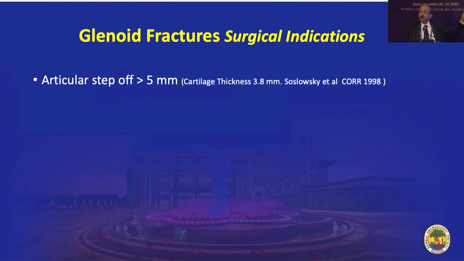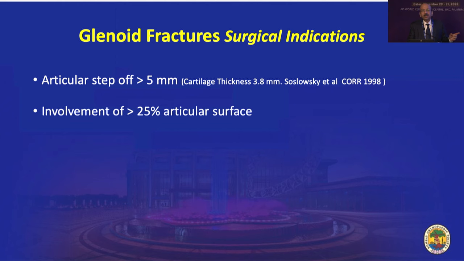Articular step-off of more than 5 millimeters. Why is it so? Because the actual cartilage thickness is around 4 millimeters. So just like tibial condyles, if your articular incongruity is less than 2 to 3, it does not matter much. So you can get away, because the glenoid is a simple part. It's actually the labrum and the capsule which are more active in articulation. So 5 millimeters is the range.